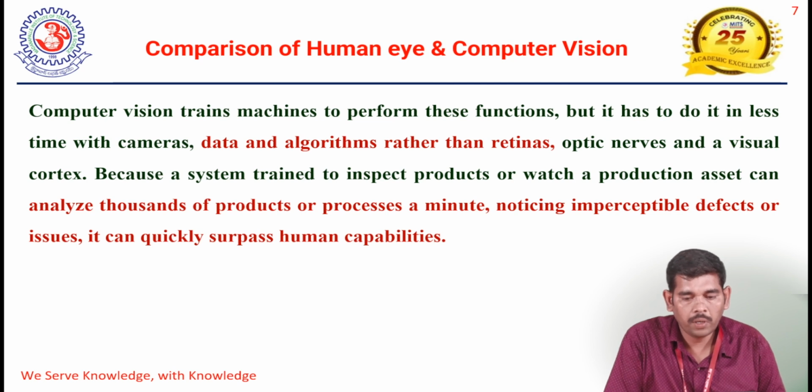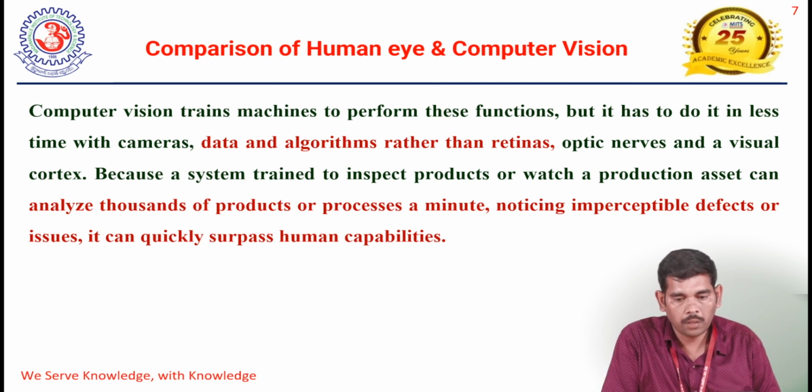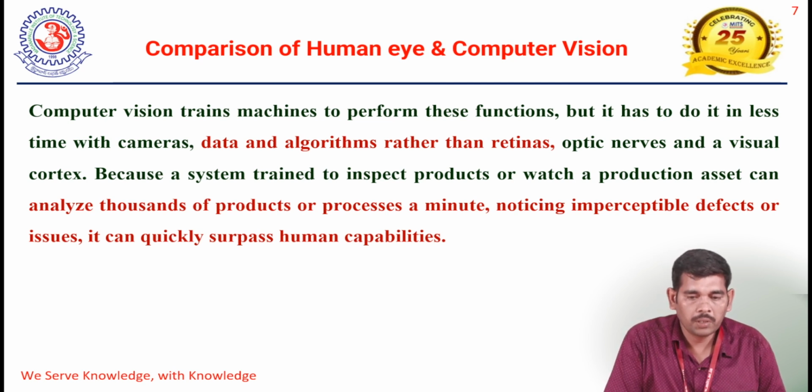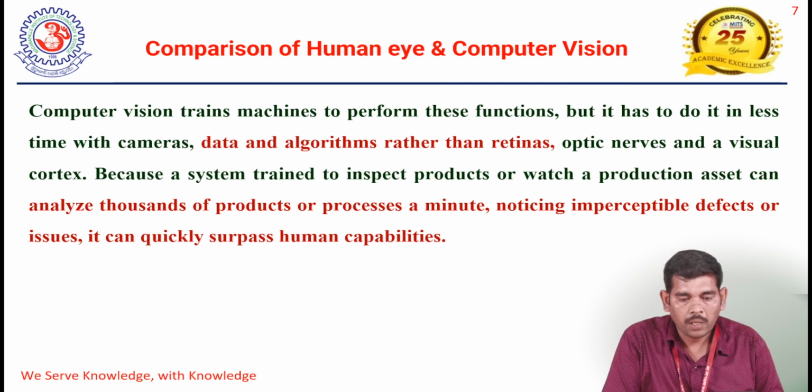You have many algorithms in computer vision. One algorithm is called the CNN algorithm, a convolutional neural network, which is fully used for image classification. The data and then the algorithm take the place of the retina. They can analyze thousands of products in a minute. In computer vision, a lot of data is processed within a fraction of a second.